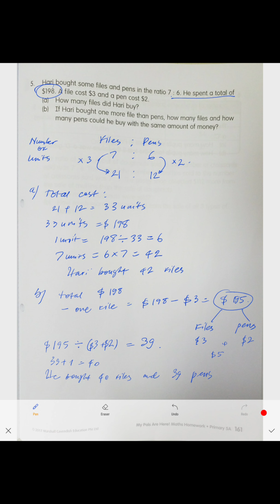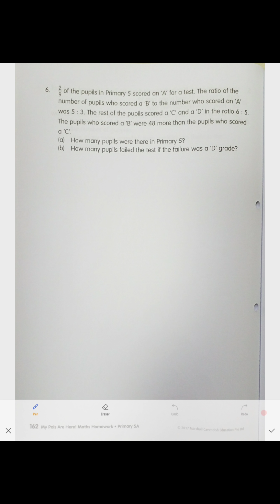Let's move on. Problem 6. 2/9 of the pupils in primary 5 scored an A for a test. The ratio of the number of pupils who scored a B to the number who scored an A was 5:3. The rest of the pupils scored C and D in the ratio 6 to 5. The pupils who scored a B were 48 more than the pupils who scored a C. How many pupils were there in primary 5 total? How many pupils failed the test if the failure was a D grade?